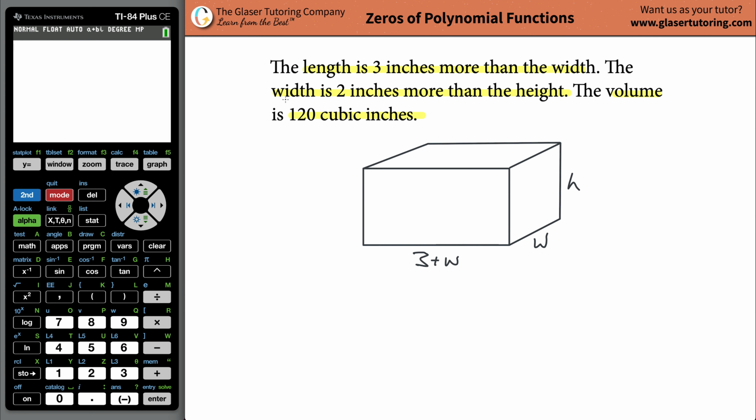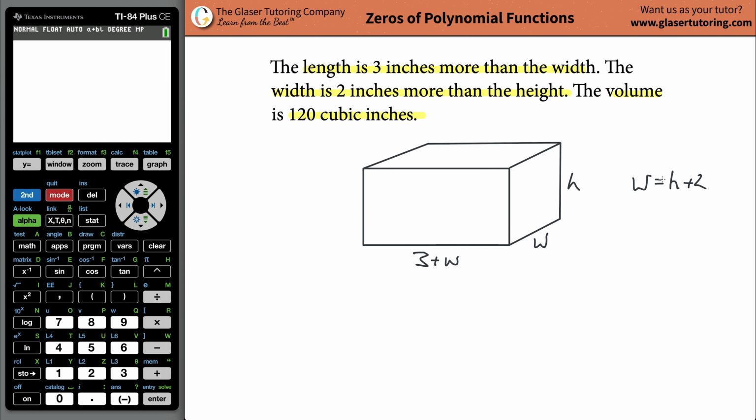The second sentence says the width is 2 inches more than the height. This might be a little hard to write in, but I can write a formula out on the right-hand side. The width is 2 inches more than the height. In other words, if you know the height, add 2 to it, and then you'd know the width. So this is a good relationship.